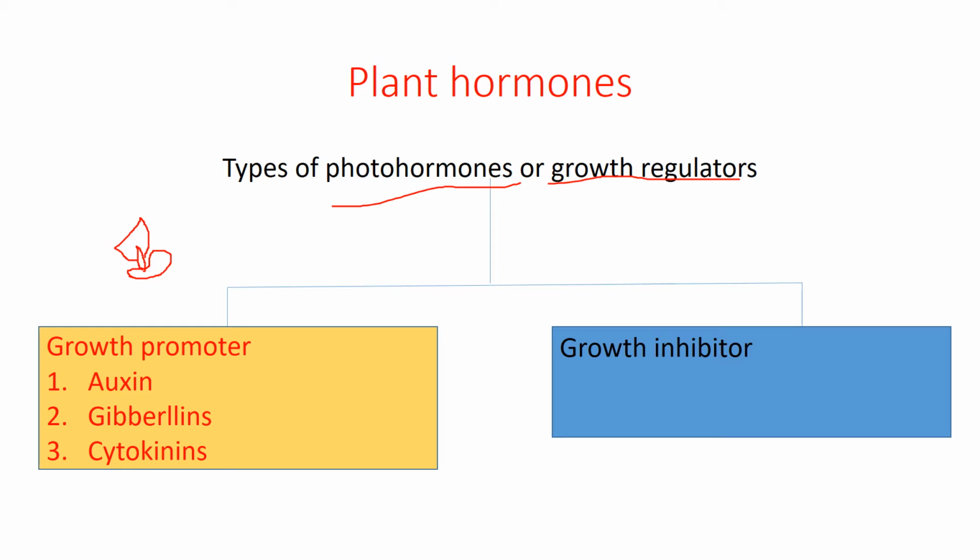Now we will see growth inhibitors. In growth inhibitors, there are two: one is abscisic acid and another one is ethylene. Abscisic acid is used in the shedding of leaves, that means stopping the growth of the leaves or the plant. And ethylene is used in the ripening of fruit, in the opening of flowers, and in abscission. Abscission means shedding of leaves. These all are like growth stoppers or growth inhibitors.